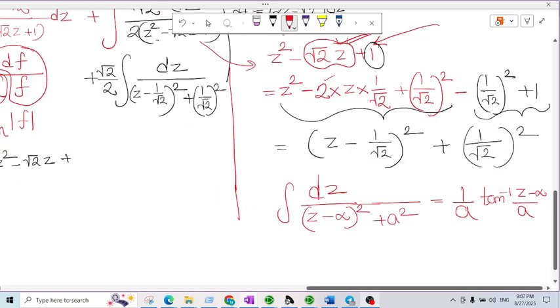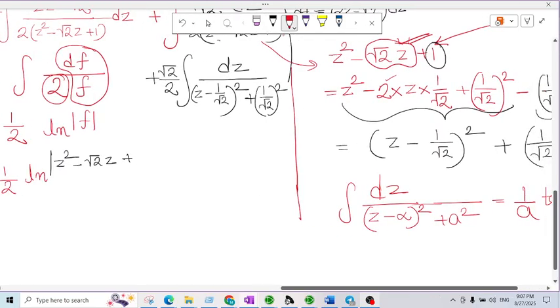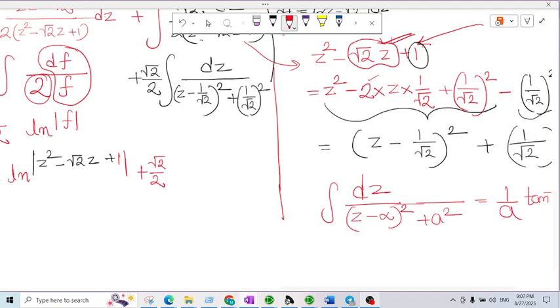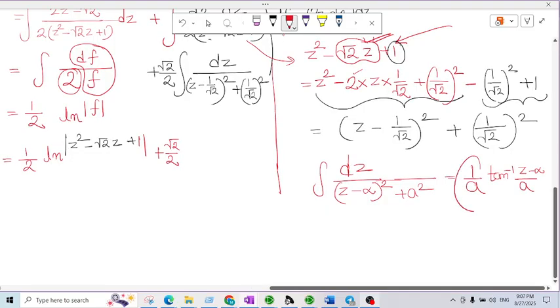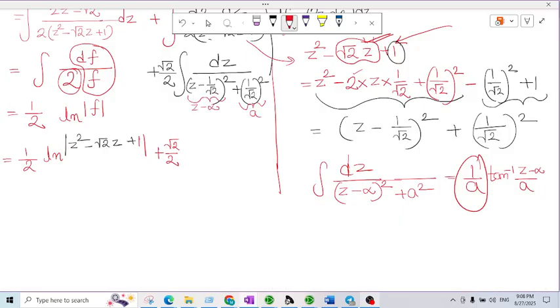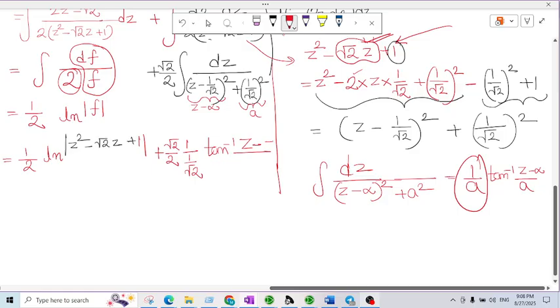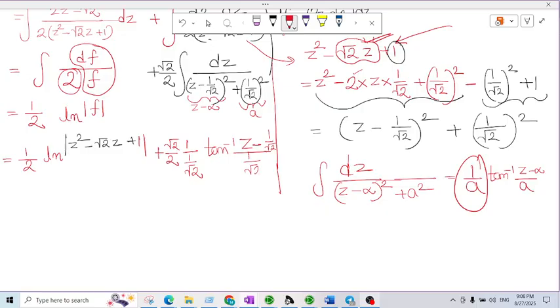So let's use this formula here and let's see what happens. First of all I will write here 1 by a, so this is actually a and this is actually z minus alpha. So first let's write 1 by a, then tan inverse z minus alpha, where alpha is equal to 1 by root over 2, then 1 by root over 2.